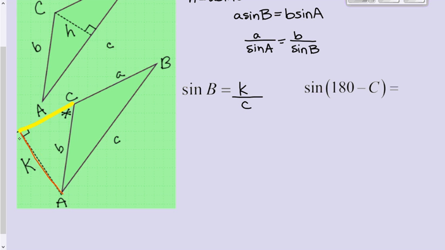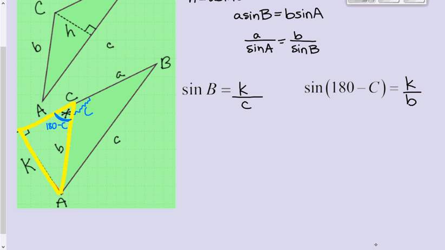Okay, so what I want to do is find the sine of this angle right here. Well, the angle over here was angle C. Together we have a straight line, so this angle right here is 180 degrees minus C. So the sine of 180 minus C would be its opposite over hypotenuse, which would be K over B. So now we have two equations that both have K in them, and we can isolate K and move on from there.